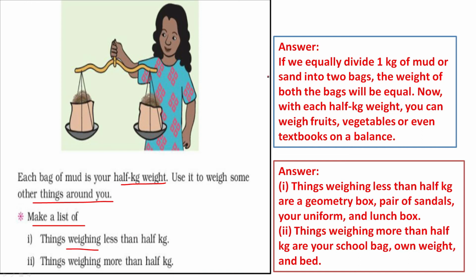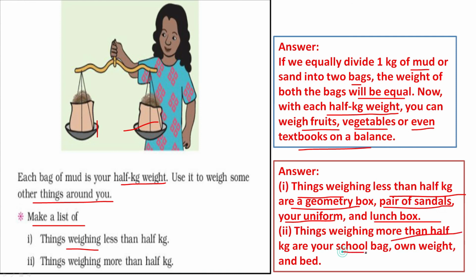Now if you equally divide 1 kilogram of mud or sand into 2 bags like this, 1, 2, the weight of both the bags will be equal. Now with each half kilogram of weight you can weigh fruits, vegetables or even a textbook on a balance. Things weighing less than half kilogram are a geometry box, pair of sandals, your uniform and lunch box. Things weighing more than half kilogram are a school bag, your own weight and a bed.